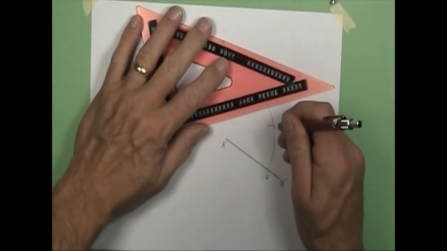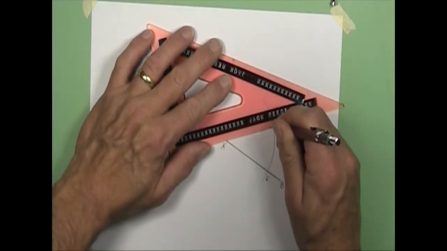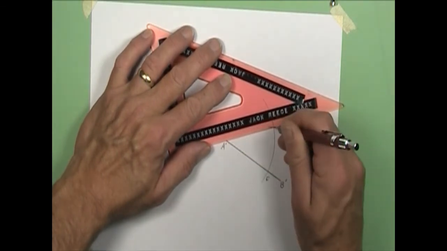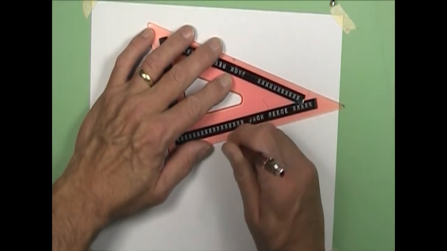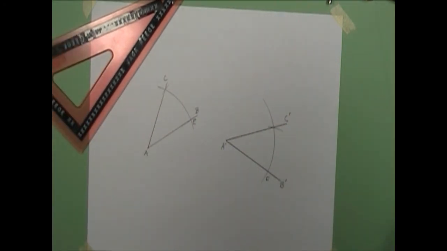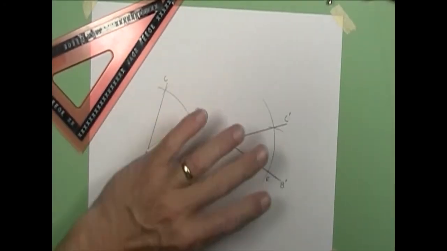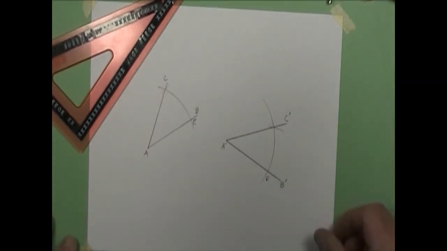and then take a straight edge and connect those points together. And so that would give me line C prime. And so now what I've done is I've copied this angle to a new location at a new orientation.